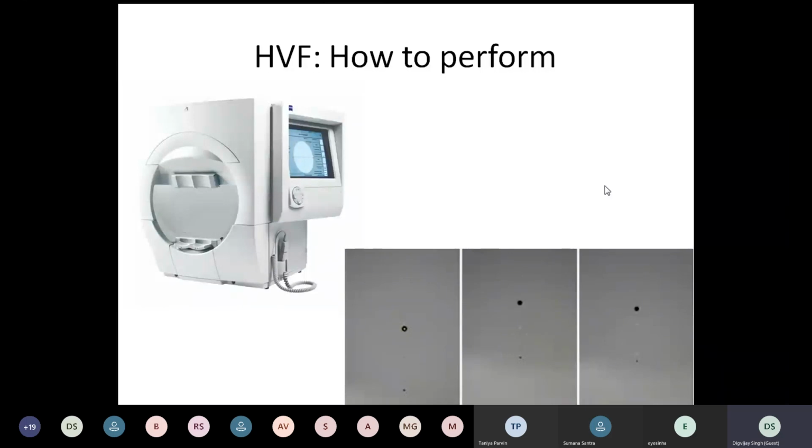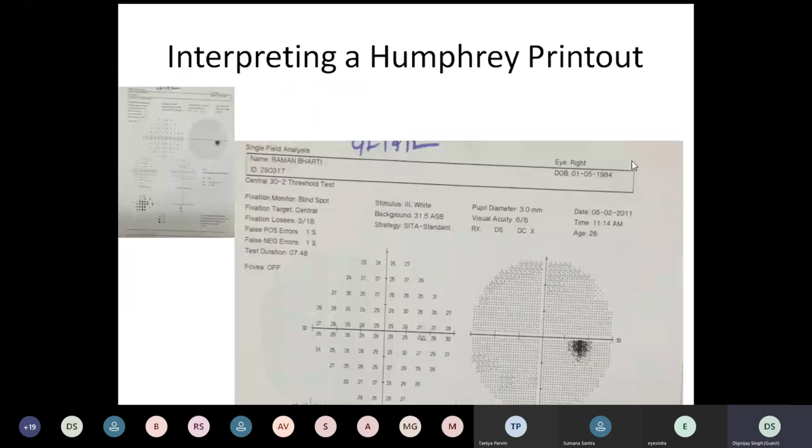If he's got a central scotoma, we can change the fixation target to a large diamond. The patient is asked to press the button trigger every time he sees a flash of light. You can vary the test speed sometimes in the newer machines. Essentially, the patient will then get a printout of a Humphrey, which looks like this at the end of the field.